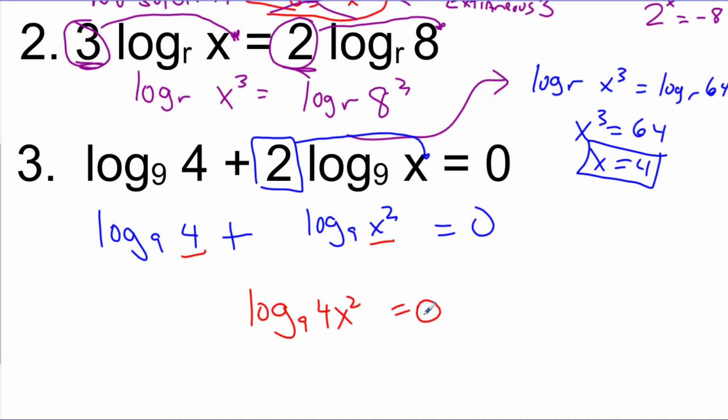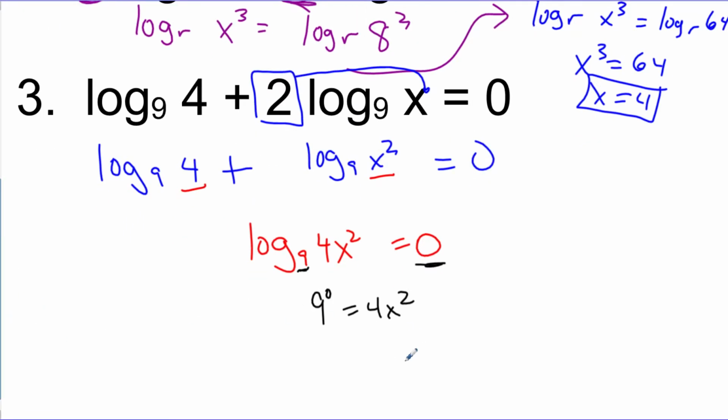Okay. So I still don't have this ideal situation, log on the left, log on the right. But what I do have is a problem that I can use a log conversion on. So don't forget, because we have this new property about log conversion, which basically says this is the base, this is the exponent. 9 to the 0 power is equal to 4x squared. Okay, and so now this is a very easily solvable problem. 9 to the 0 is 1. Okay, and if I divide over the 4, it becomes 1/4.